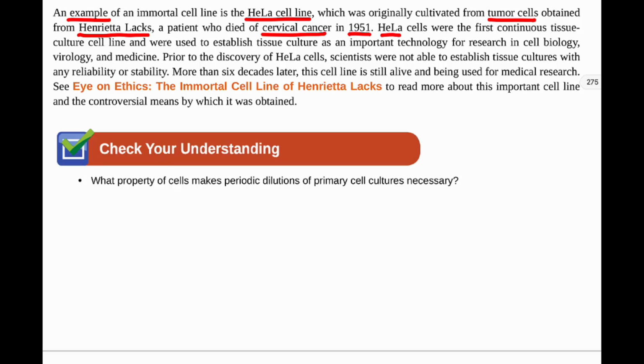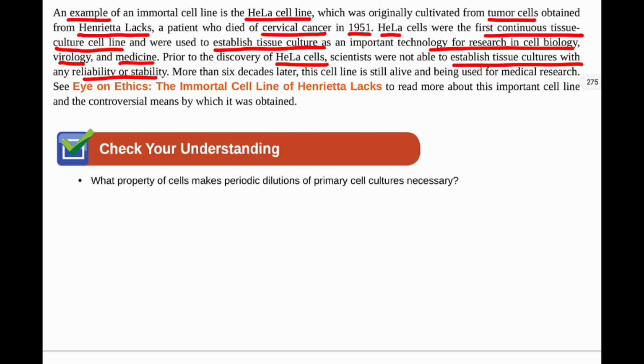They were used to establish tissue culture as an important technology for research in cell biology, virology, and in medicine. So it's used across disciplines. Prior to the discovery of HeLa cells, scientists were not able to establish tissue cultures with any reliability or stability. See, they would get to this point where they had cell-to-cell contact, and then they would start dying, and then the research would be gone, because they were not able to get any viable viruses to study. Without any functional living human cells, the viruses would die because they have to be within the cells.